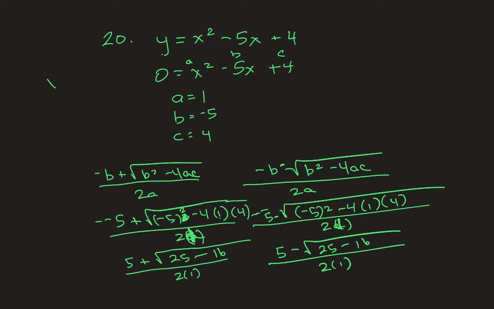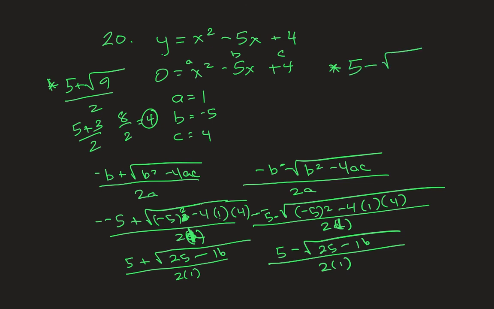I'm going to come up here to finish these out because I ran out of room. 5 plus the square root of 25 minus 16 is 9, over 2. The square root of 9 is 3, so that's 5 plus 3 over 2, which is 8 over 2, which is 4. And then this one is 5 minus the square root of 9 over 2, which is 5 minus 3 over 2, which is 2 over 2, which equals 1.